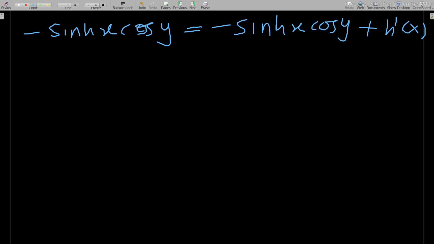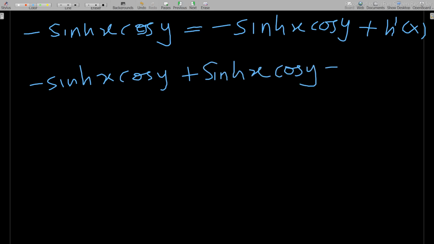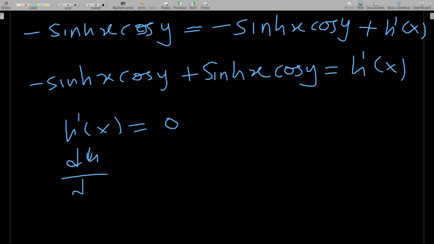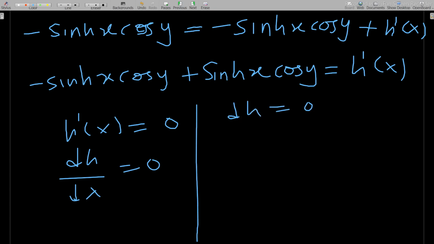Okay, now you can send this one to the other side. So we have minus sin x cos y plus sin x cos y, and it's equal to h prime of x. So I'll have 0 equals h prime of x. In effect, it's the same as h prime of x equals 0. And like I did for the other one, it's actually dh/dx, that's the h prime of x, is equal to 0, which implies that dh is equal to 0 dx. And now when I integrate both, I have h equals c, a constant.